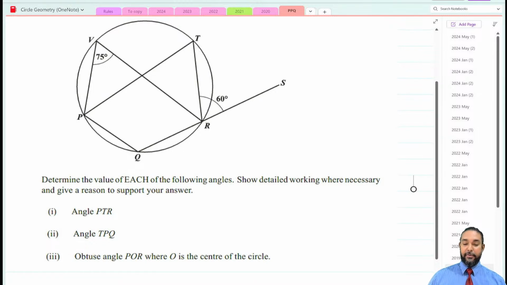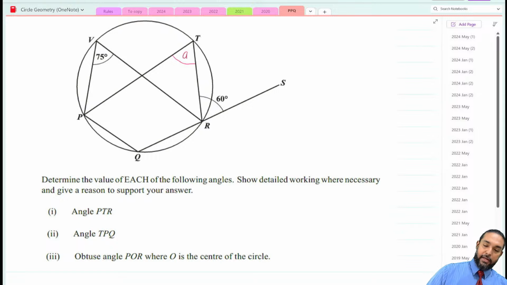Determine the value of each of the following angles, showing detailed working when necessary, and give a reason to support your answer. The first one they want is PTR. That's this angle here. So let's give those who may not have had a chance to try it a minute. Let's just call it angle A.